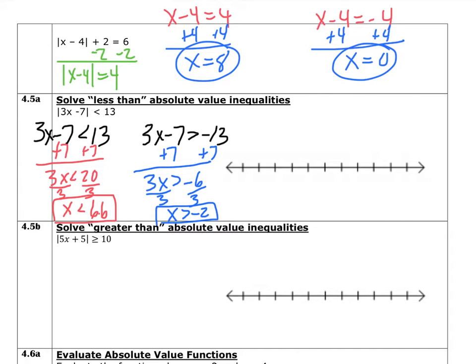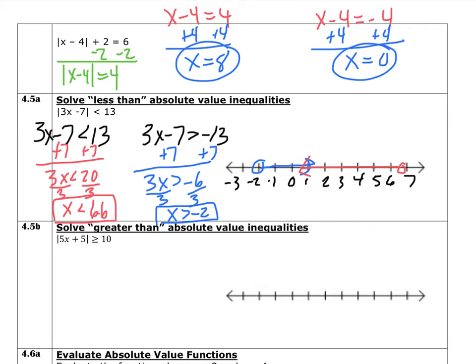So let's set up the number line to graph this. I'm going to first graph this one here. I'm going to go x is greater than negative 2. Negative 2 is an open circle, and I go to the right. I'm going to come back to this one and do x is less than about 6.6. Again, this is going to be another open circle at about 6.6, and it goes this way.